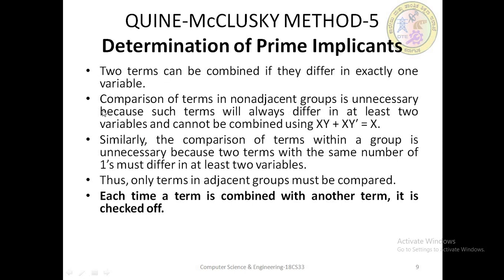Comparison of terms in non-adjacent groups is unnecessary because such terms will always differ in at least two variables, and cannot be combined using this method. Similarly, the comparison of terms within a group is unnecessary because two terms with the same number of ones must differ in at least two variables. Thus, only terms in adjacent groups must be compared. That means once again they are mentioning that only the adjacent groups should be compared.